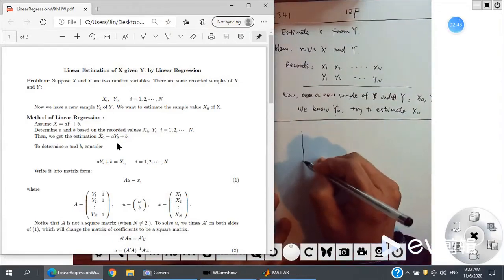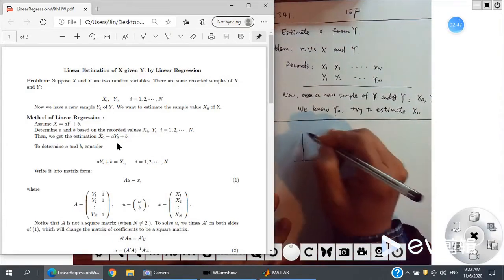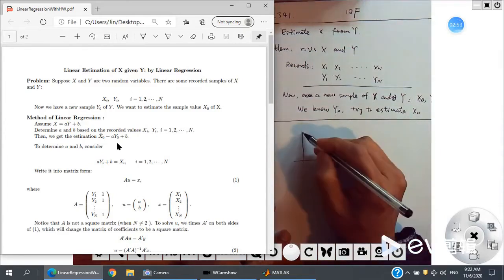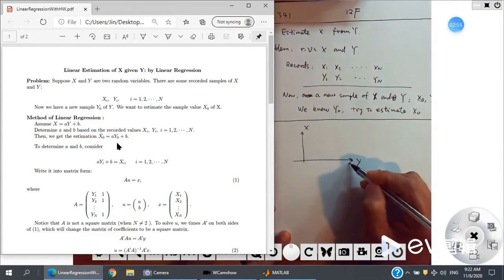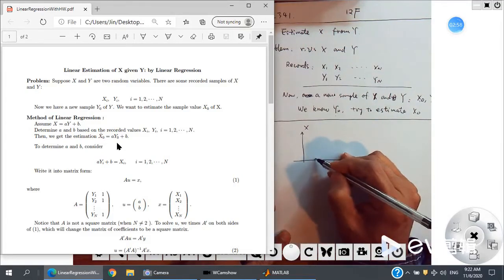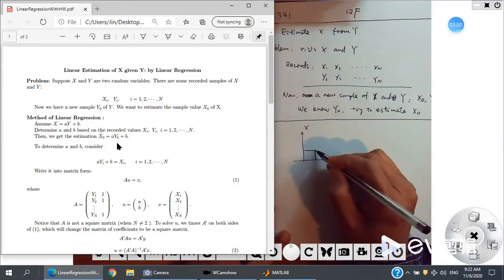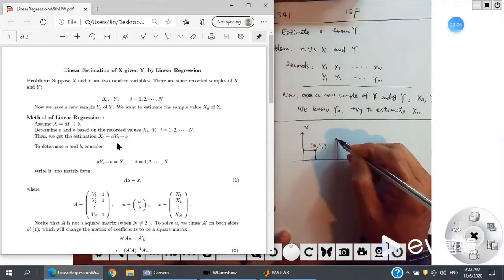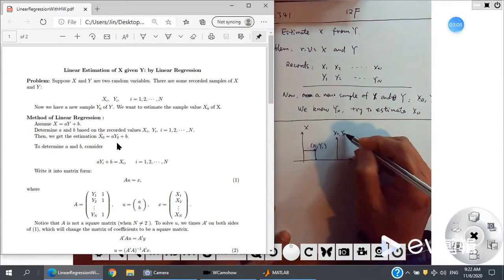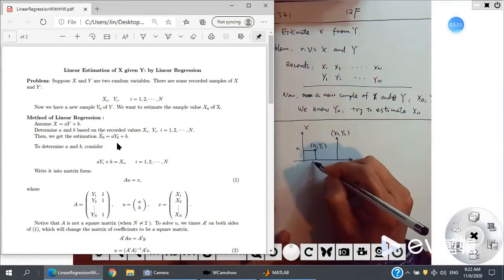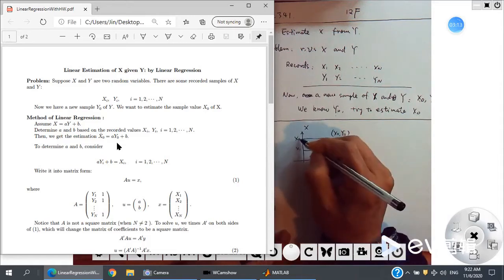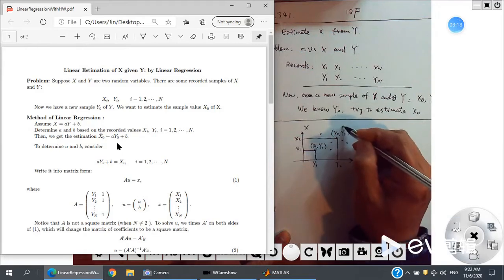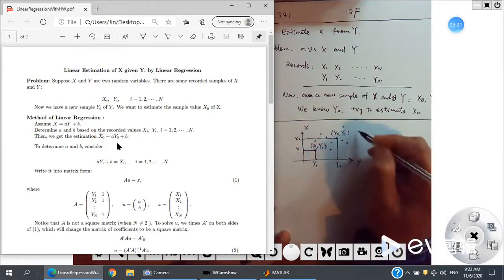We suppose y is given, and we want the x, so I put the x here. Then you can have pairs: x1, y1 is here, then you have x2, y2 here, and so on. Depending on how many data you already have, you can have some points.